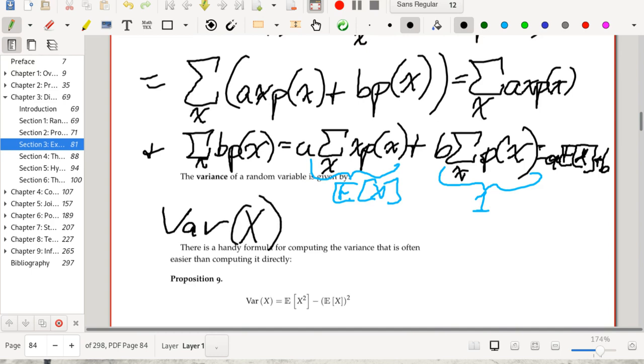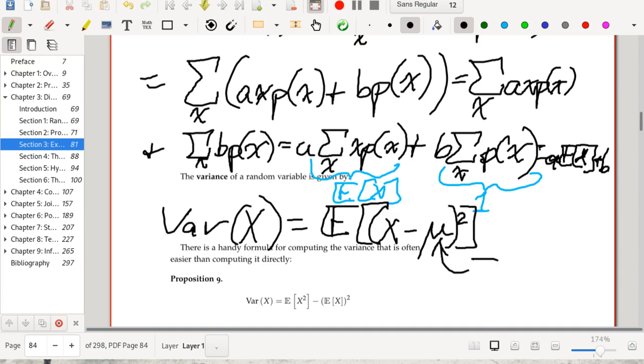The variance of a random variable is given by, we'll call it var of x, which is equal to the expected value of x minus mu, squared, where mu is just the expected value of x. We just don't want to write that again in there because it feels confusing, so we just put a mu in there. But basically, it's the mean squared distance of x from its expected value.